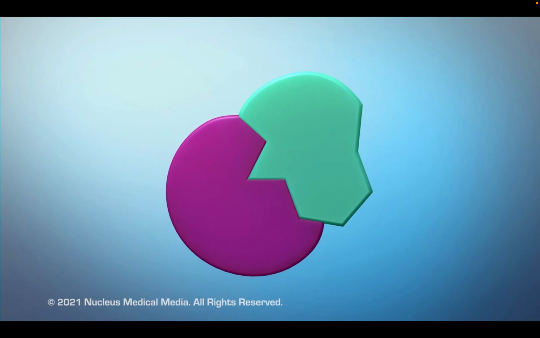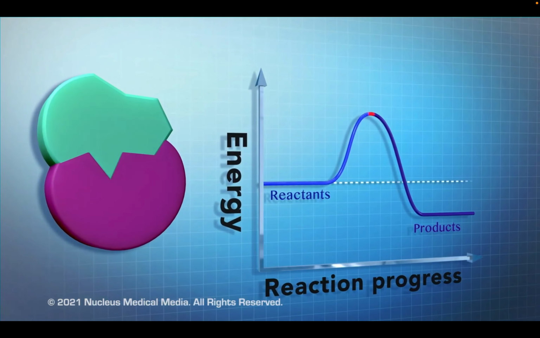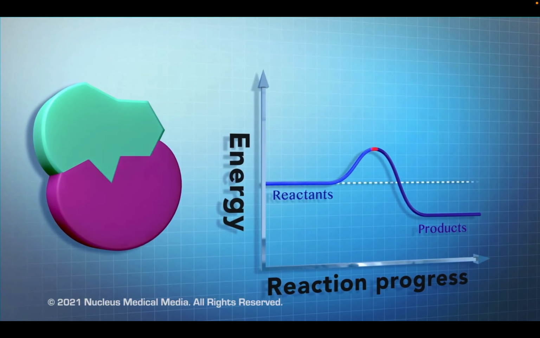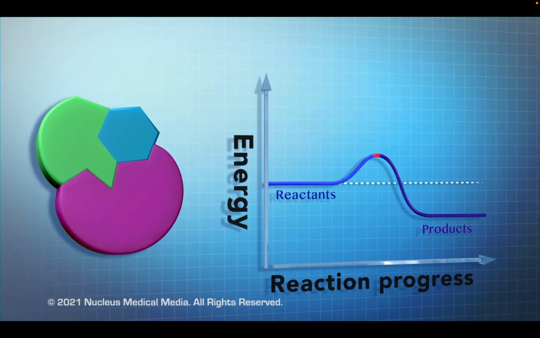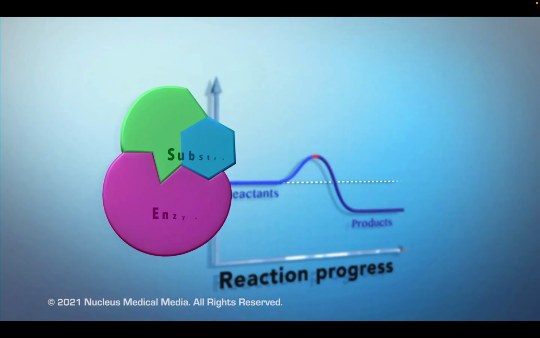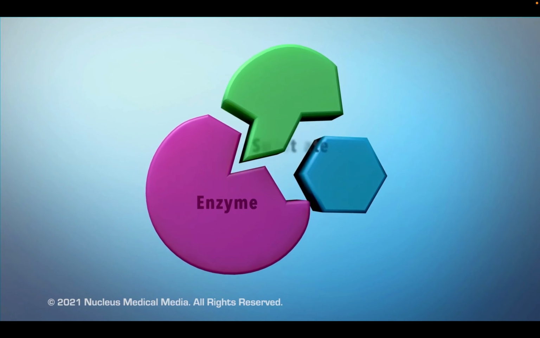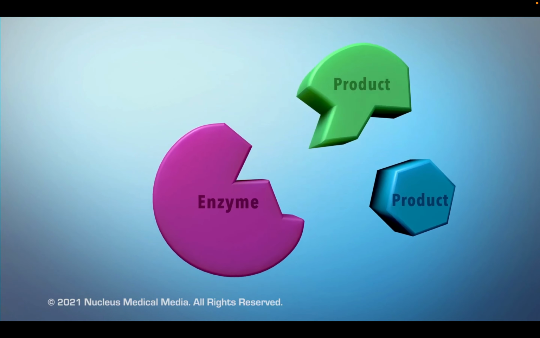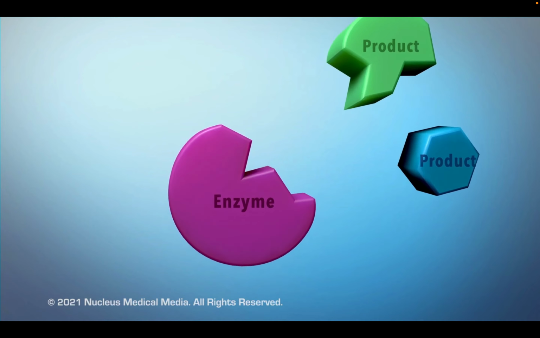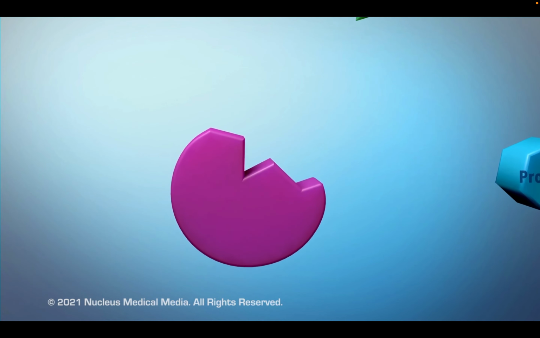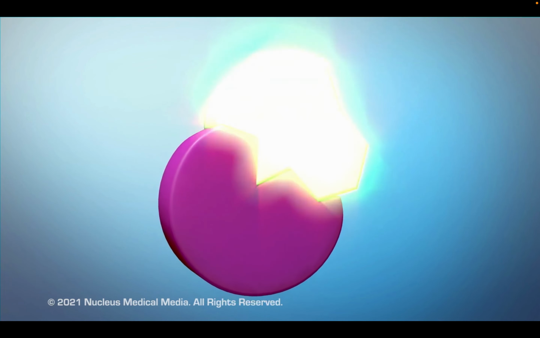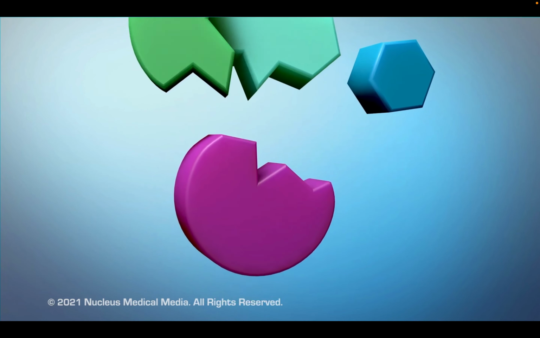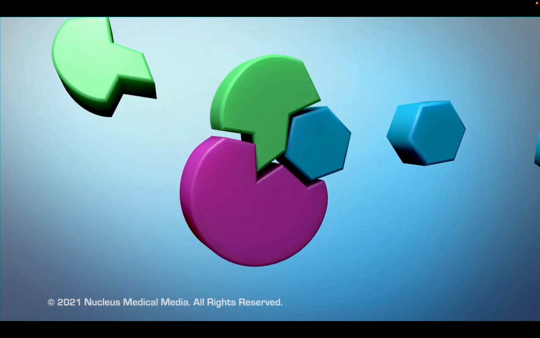When the substrate attaches to the enzyme, it lowers the activation energy needed to break the bonds in the substrate. Once the bonds break in the substrate, it separates into multiple components called products, which leave the active site. Afterward, the enzyme is still available to participate in another reaction with the same type of substrate.